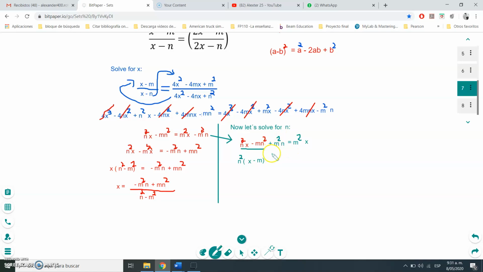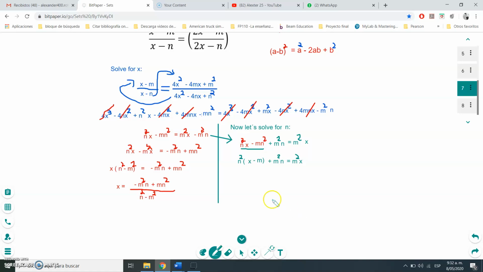Now we are not going to change this because we cannot simplify this term with anything. We don't have any more terms like this, so we leave it this way, m squared n. And finally this term doesn't change also, so we have m squared x. So we write the exponent here. Okay, now what happens next?